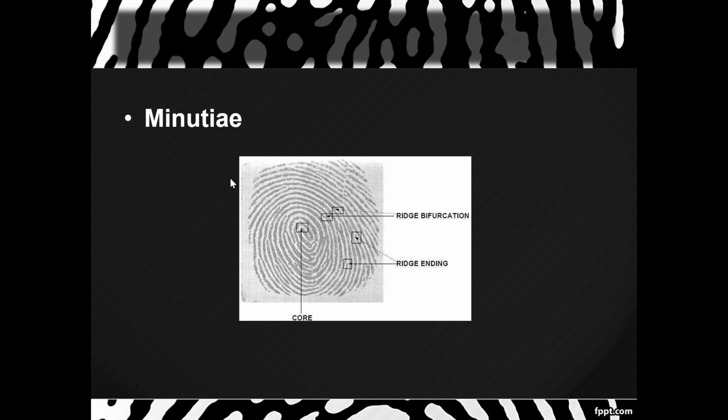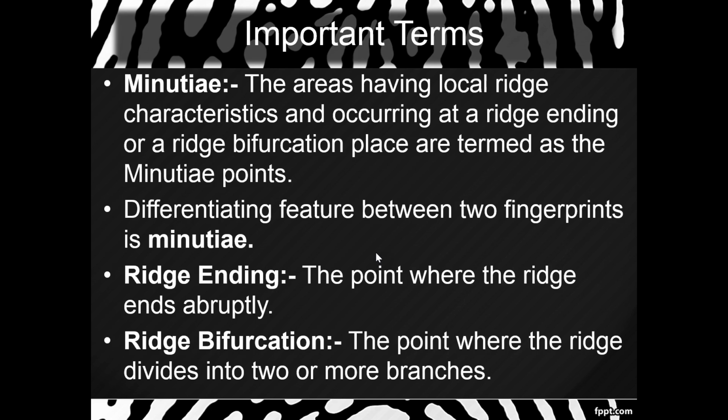Let me show you this in this figure. These are the ridge endings and ridge bifurcation points. So ridge ending is basically the place where the ridge ends, and ridge bifurcation is the place where the ridge divides into two. So all these points are minutiae points.